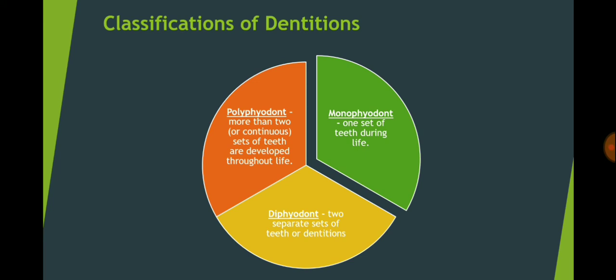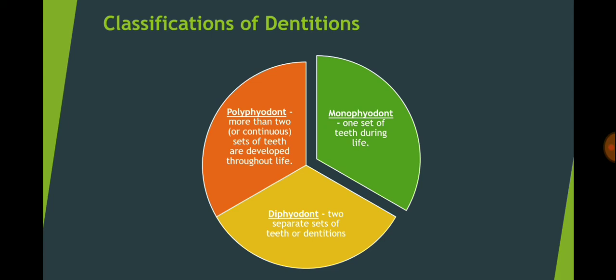Polyphyodont species are those which have more than two sets of teeth, or they have a continuous set of teeth that are developed throughout life. Some of the polyphyodonts are the rodents, such as rats. Sometimes the rats' teeth become so long and they continue to grow throughout life.